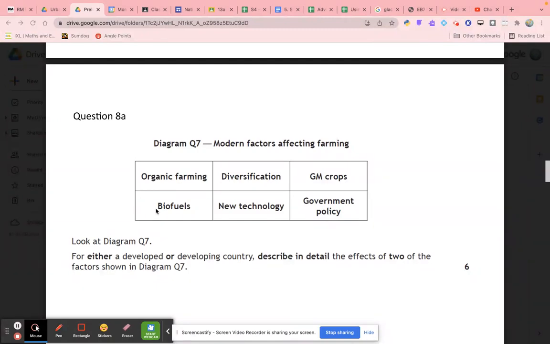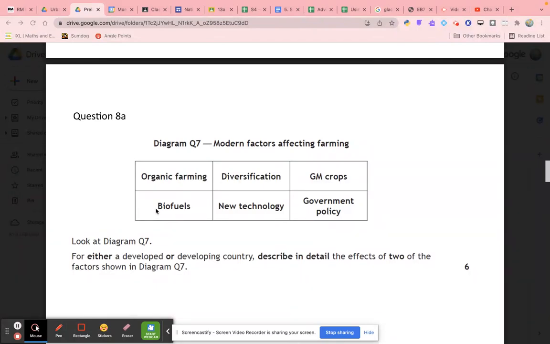And that's because biofuels are increasingly in demand, especially because of climate change related issues. And therefore, the farmer is going to make more profit from growing biofuels than they would from growing other crops. So that's a benefit.